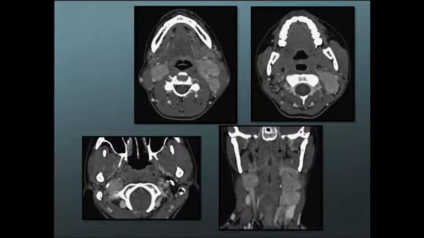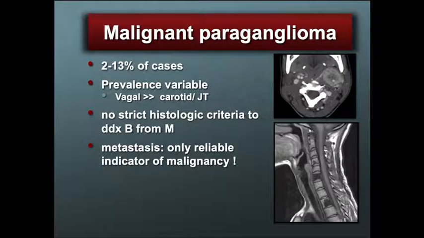As in this case, for example, they can also be seen in the middle ear and at the level of the jugular foramen. And when they are in those locations, they tend to be small and easily missed. Another important feature regarding those lesions is that they can also be malignant. That malignant potential is variable. It is reported to be slightly more frequent in vagal paragangliomas. Unfortunately, there isn't really a good imaging criterion and no good histological criterion to differentiate benign from malignant lesions. And the presence of metastasis is the only reliable indicator of malignancy.